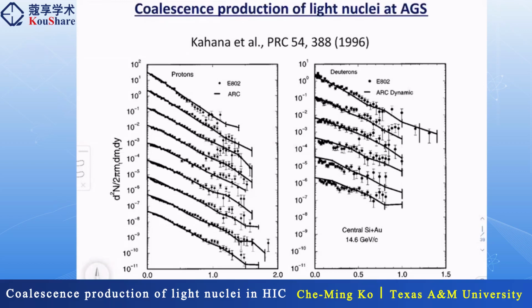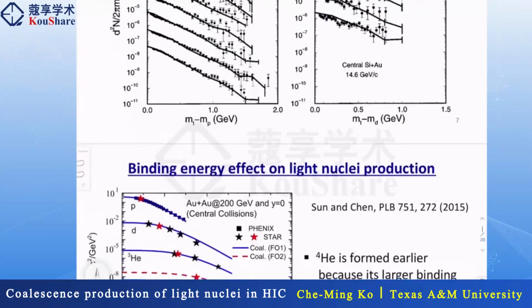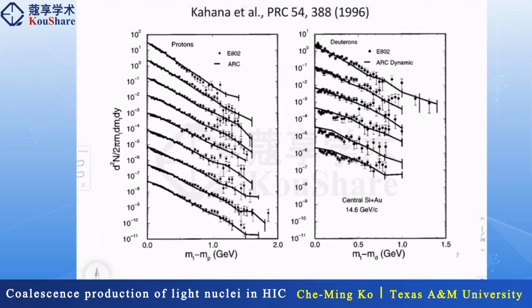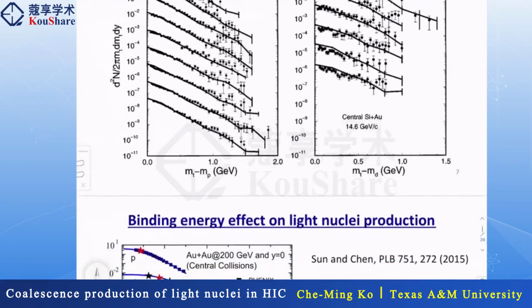Then he used a coalescence model, right? This coalescence is a little fancier than the Butler-Pearson model, and also a little fancier than what Gutbrod used in terms of coalescence parameter. It's a really microscopic coalescence where you project the nucleon wave functions onto deuteron wave functions. And he got very good descriptions even at that time, right? That is 1996. And then we go forward another 20 years.